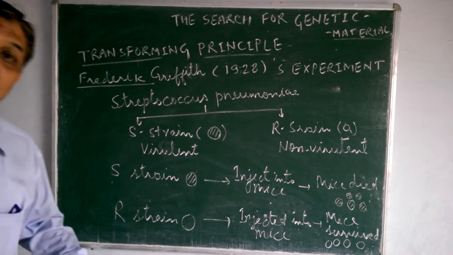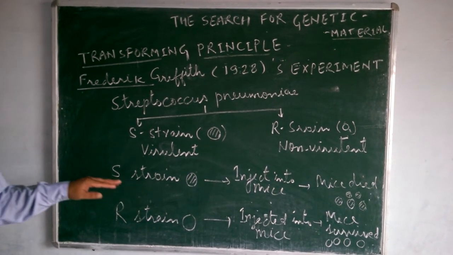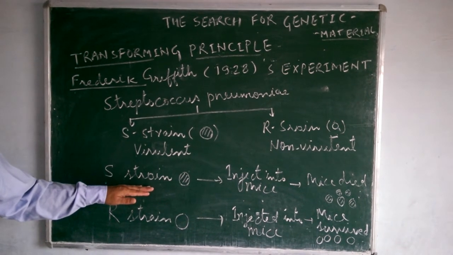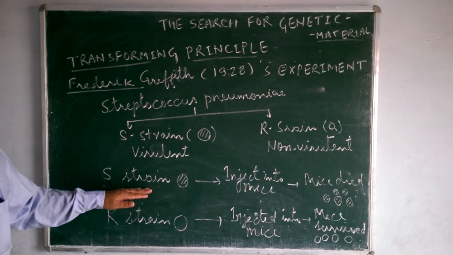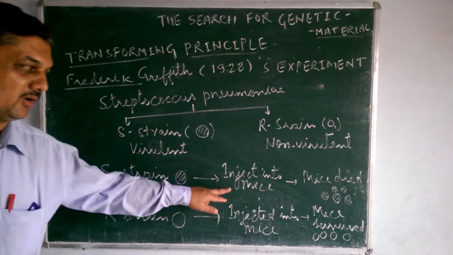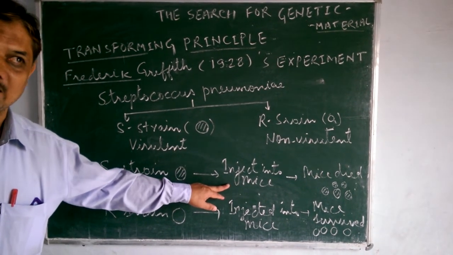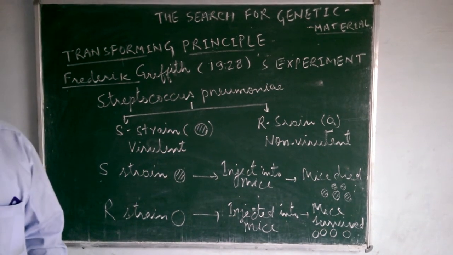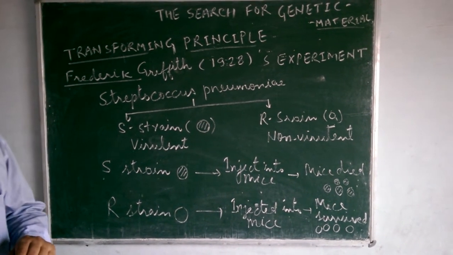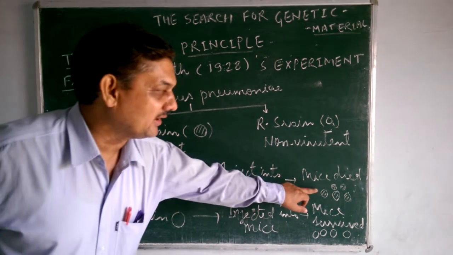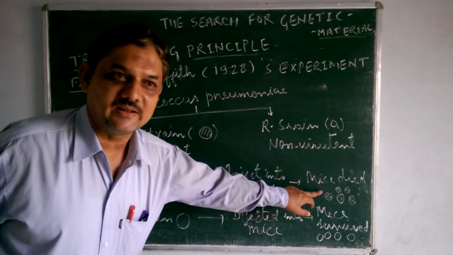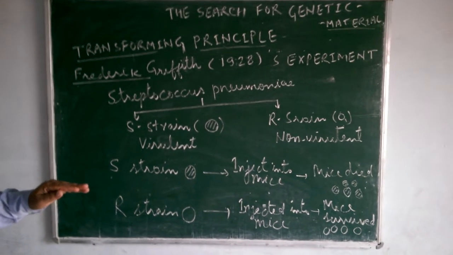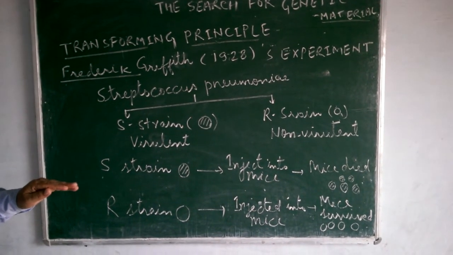So in his experiment, what did Griffith do? He took S strain bacteria, filled an injection, and injected it into the body of healthy mice. After some days, he observed that the mice died. When samples were collected from the body of the mice, S strain bacteria were present. It means S strain bacteria caused pneumonia in the mice and the mice died due to pneumonia.